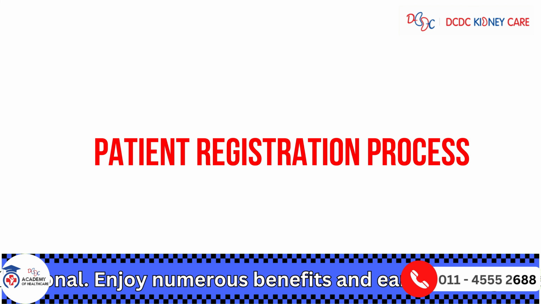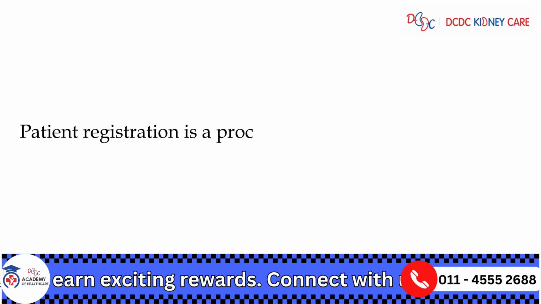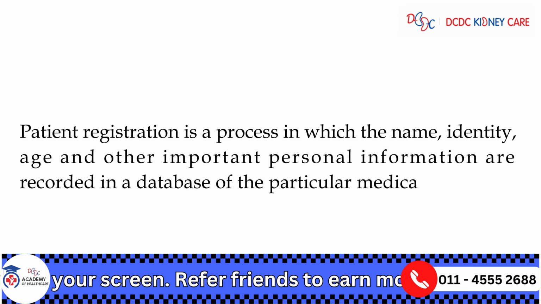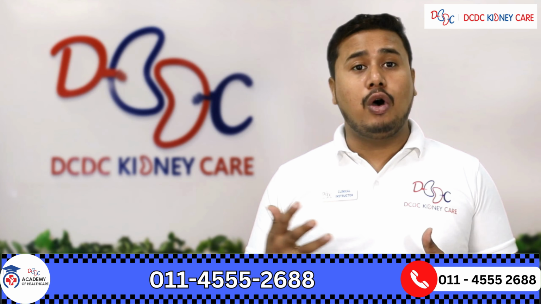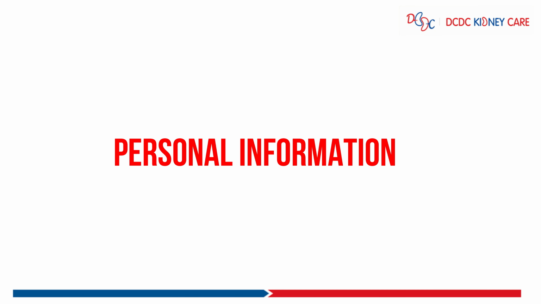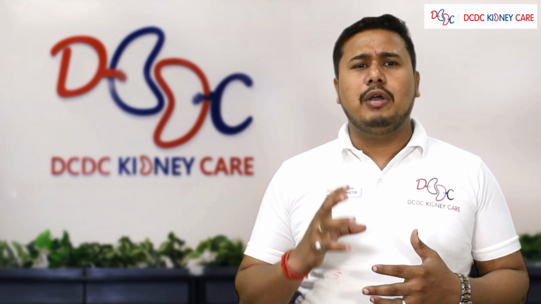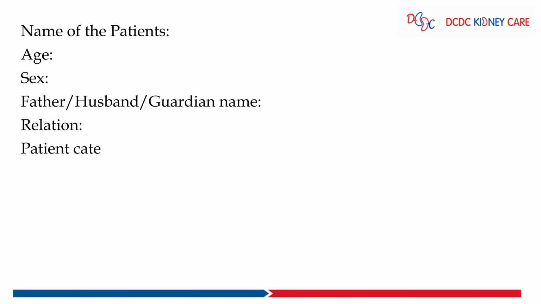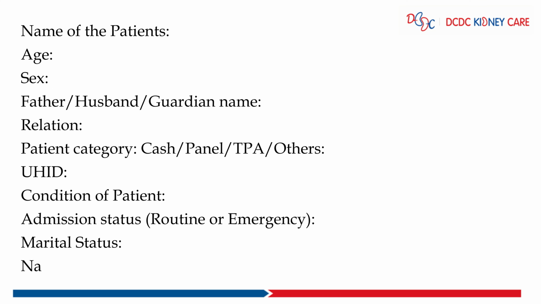We are taking some important details from the patient, like the patient's personal information, address, emergency contact number and emergency contact person, blood group, registration number, and consultant doctor's name. So we will talk about the personal information. Personal information gives us the correct information about the patient so that we can easily understand who the patient is and where they belong from.